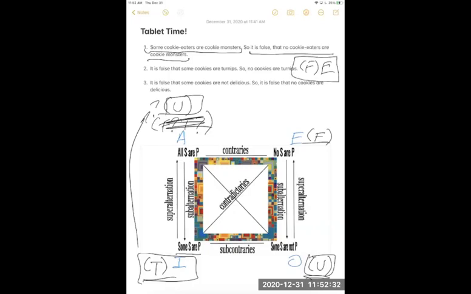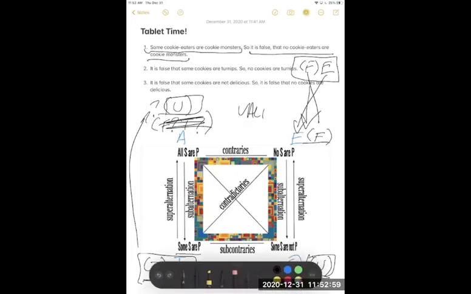What does the square of opposition say? Look, there you go. You got your false, and you got your E statement. That means that this inference right here is valid. If what the square of opposition says matches what the actual argument says, then you're good to go. That is a valid inference, and so this argument is valid.